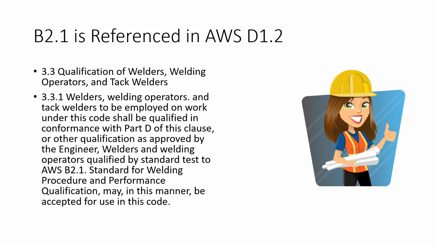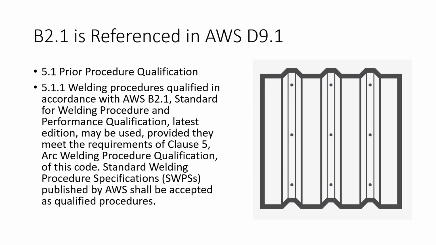AWS B2.1 is also referenced in AWS D1.2, the structural aluminum code. Same thing. If we qualify a welding procedure or welders according to AWS B2.1, we can use them in AWS D1.2. The same with AWS 9.1. There's the same wording in there that says, hey, if you qualify a welding procedure in B2.1, you can use it in AWS 9.1. But this is on a code by code basis. This doesn't work for AWS D1.1.